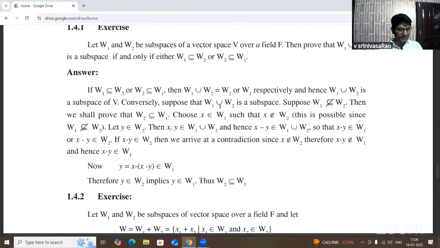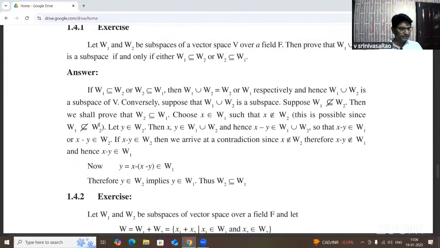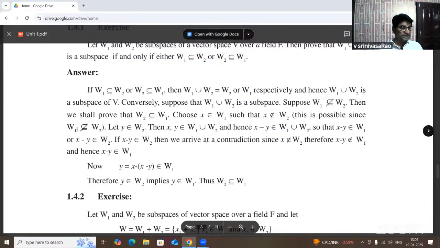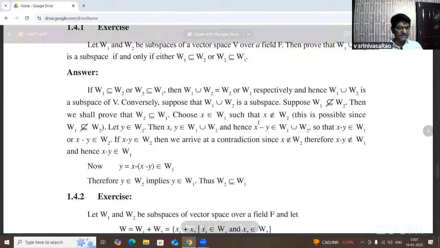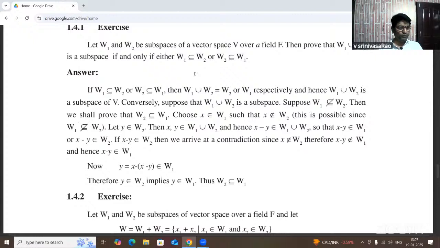Choose X being in W1 or X is not in W2. X is in W1, but X is not in W2. If this is possible, since W1 is not contained in or equal to W2, let X be any one of the elements of W1; that element is not in W2. But here, X is not in W2, but X is in W1.